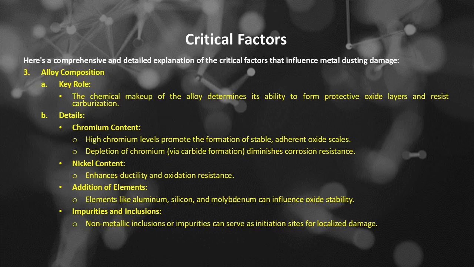Key role: the chemical makeup of the alloy determines its ability to form protective oxide layers and resist carburization. Details of alloy composition include: the first is chromium content. High chromium levels promote the formation of stable, adherent oxide scales, and depletion of chromium by carbide formation diminishes corrosion resistance.